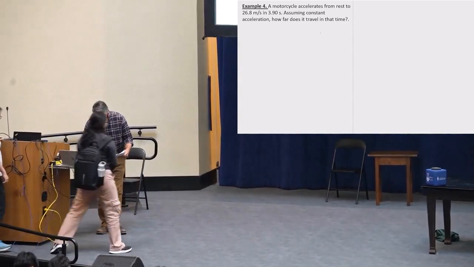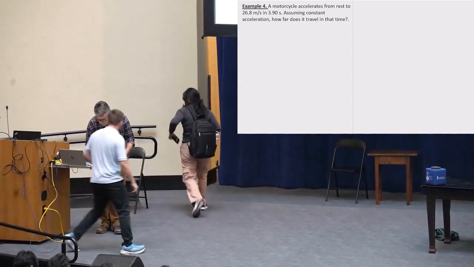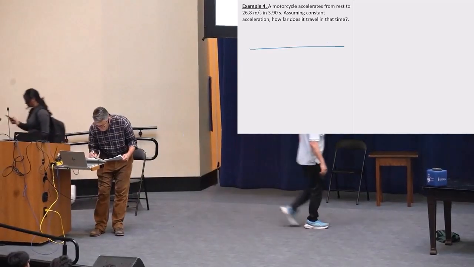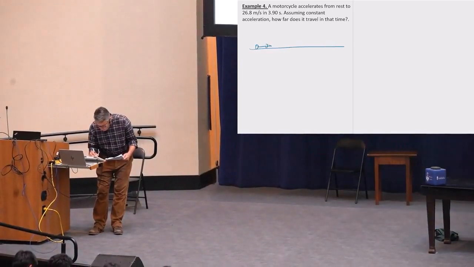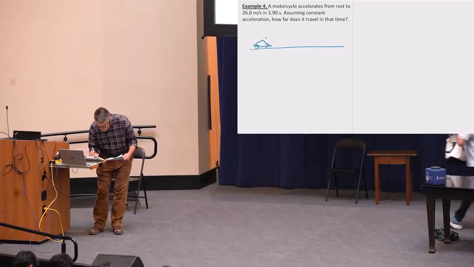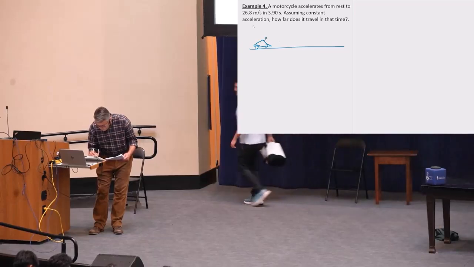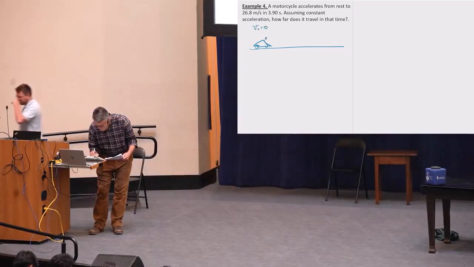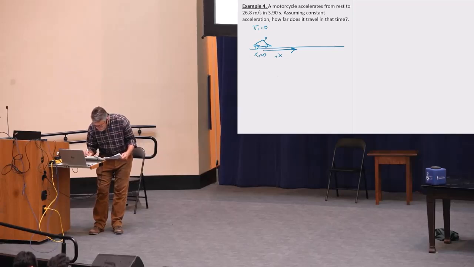A motorcycle accelerates from rest to 26.8 meters per second in 3.9 seconds. So what I'm going to do is draw a diagram, that's my first step. It doesn't have to be beautiful, but V0 is equal to 0. I'm going to have x going in that direction. I'm going to define x0 equals 0. And it says V is equal to 26.8 meters per second. That's the final. And t is equal to 3.90 seconds.